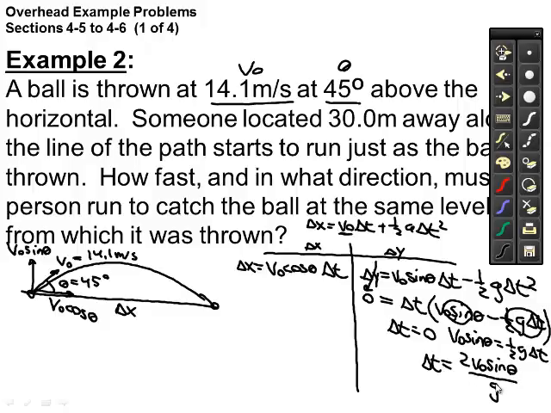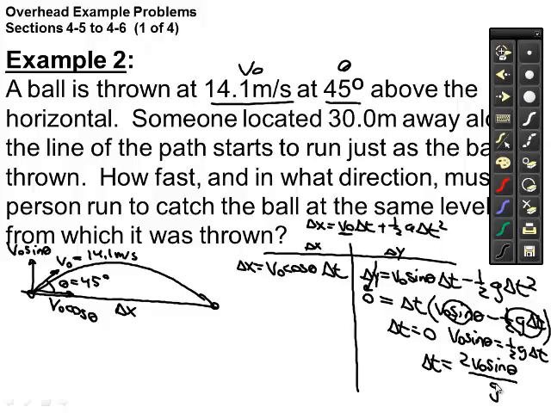Now I kind of ran out of room for punching numbers in. Sorry, Amanda. Punch in 14.1 for v naught. Punch 45 degrees in for theta. Divide by g and figure out the time of flight. So 2 times 14.1 meters per second multiplied by the sine of 45, divided by 9.80 meters per second squared.